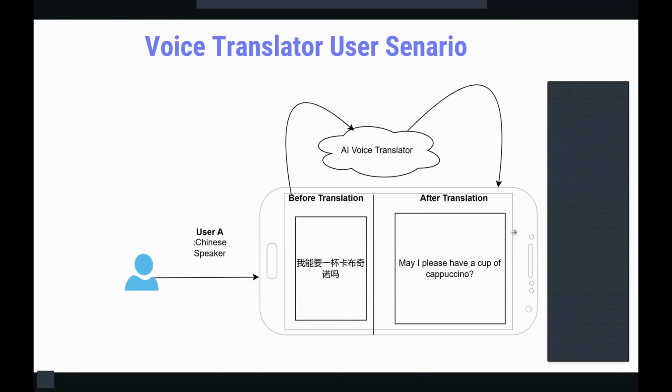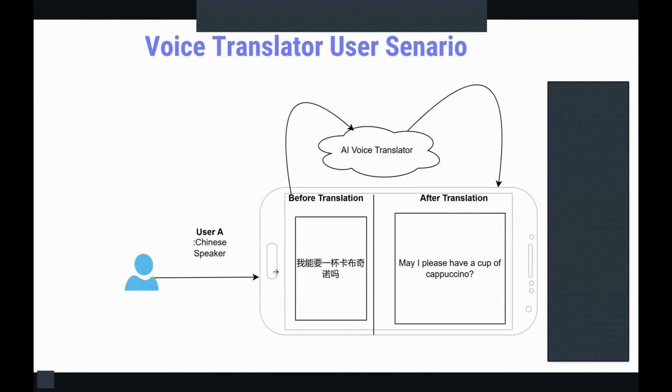So that's the user scenario. For example, as an international student, if people don't know how to order food in a restaurant, it will be a trouble. User A is a Chinese speaker and he doesn't know English at all. So he takes out the phone and presses the button on the phone. And then what he says is, 我能要一杯 cappuccino 吗?